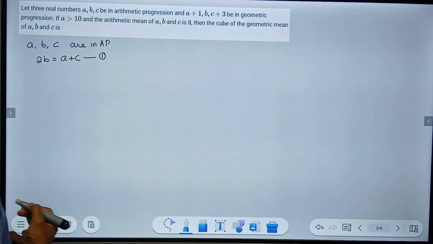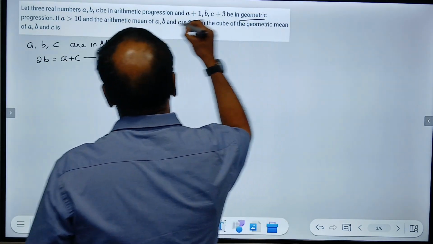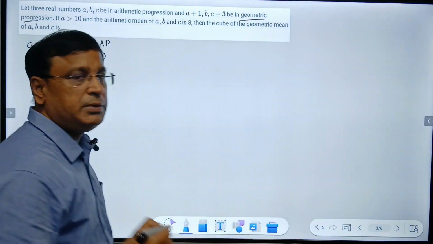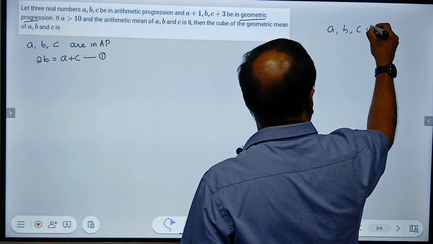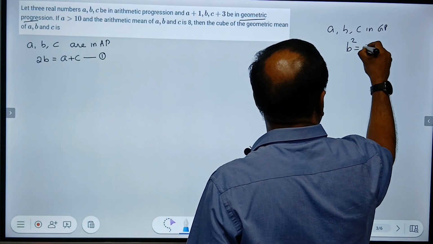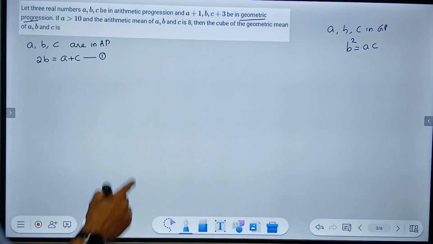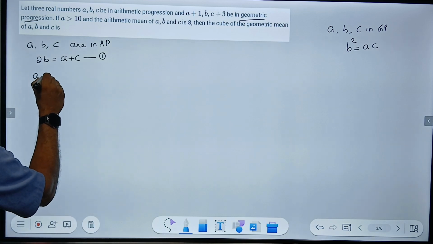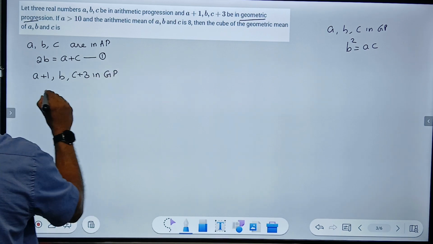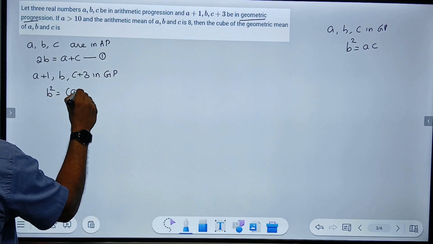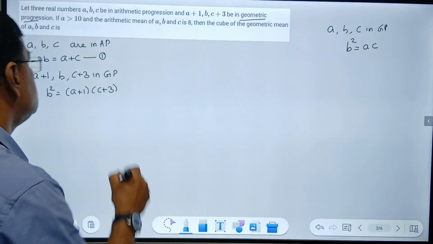What else is given to you? It's also given A plus 1, B, C plus 3 is in GP. So what do you know if three numbers A, B, C are in GP? B square equal to AC. Middle square equal to product of the extremes. That is the definition of geometric mean. So here, since we have A plus 1, B and C plus 3 in GP, B square equal to A plus 1 into C plus 3. You can call this equation 2.